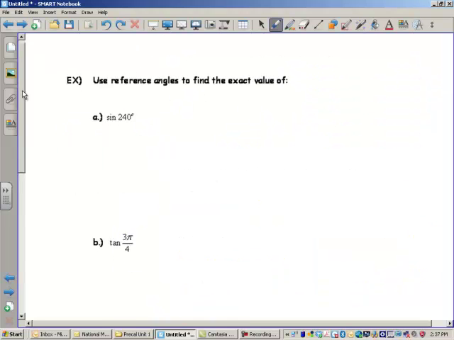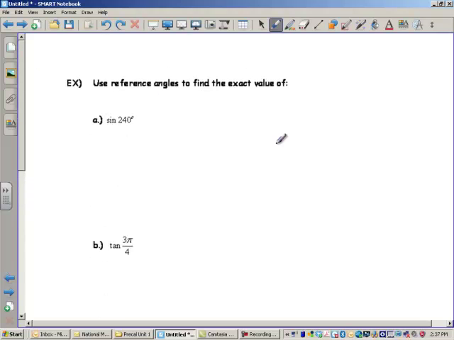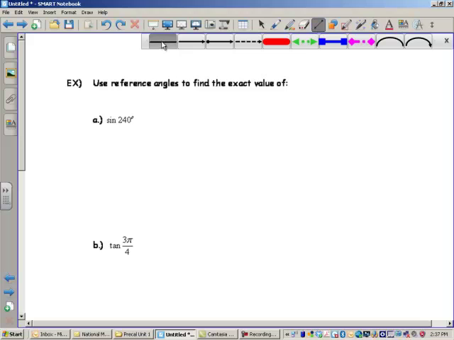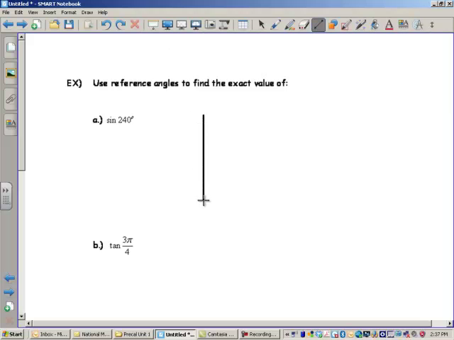Alright, so I think we've got 3 examples for exact values. So we are going to use reference angles to figure this out. Everything we've learned before is going to wrap together to do this. And this might be the most important thing for calculus that you learn in pre-cal, to be able to find the exact value of trig functions at different angles. So what we're going to do is find 240 degrees.